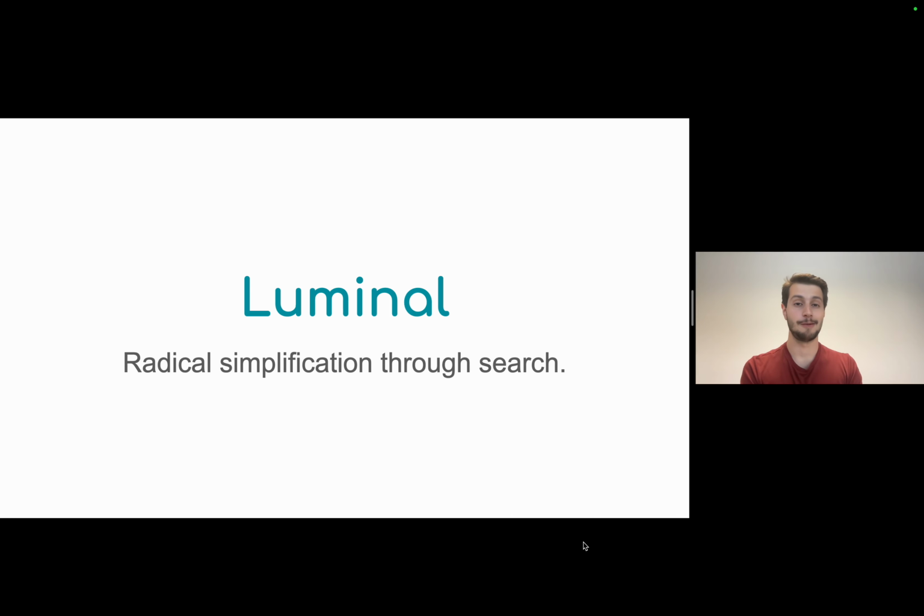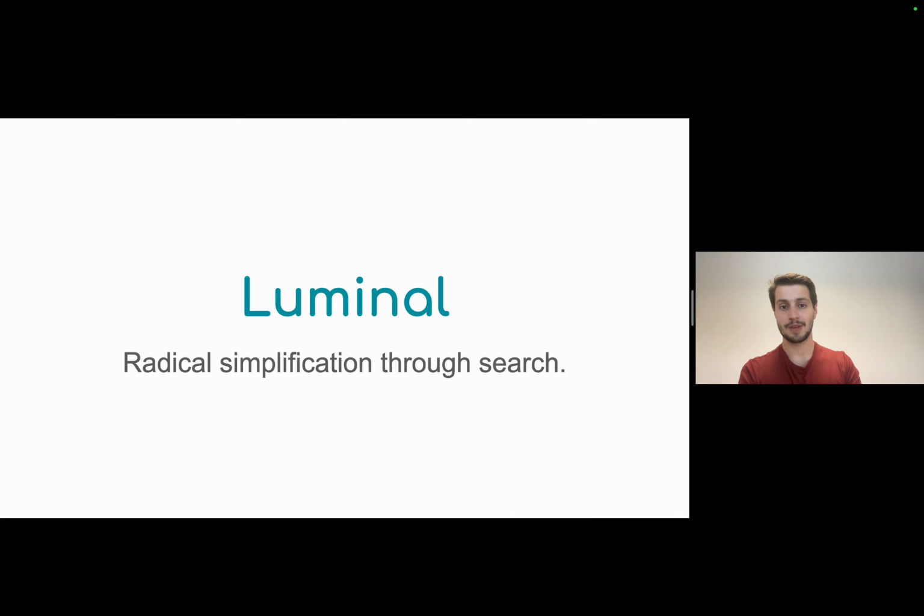I'm going to explain what it is, how it works, and why we really think that it's the future of ML libraries. So the title of the talk is Radical Simplification through Search, and that really is the theme of Luminal. We are far simpler than most other ML libraries, and yet we are not taking a hit on performance or capability because we are using compilers and more specifically search.